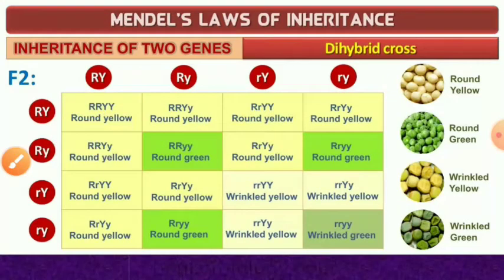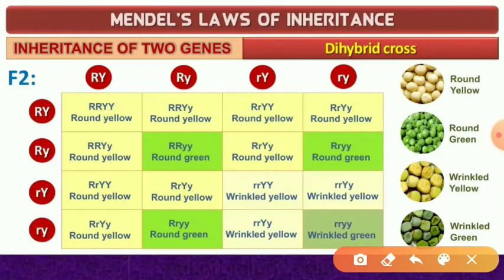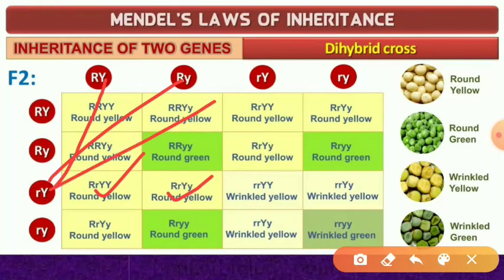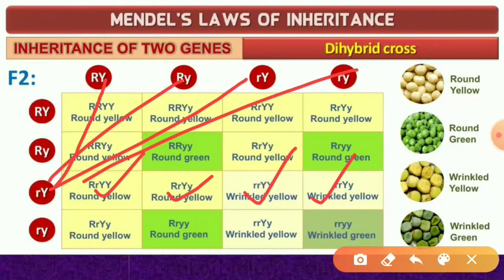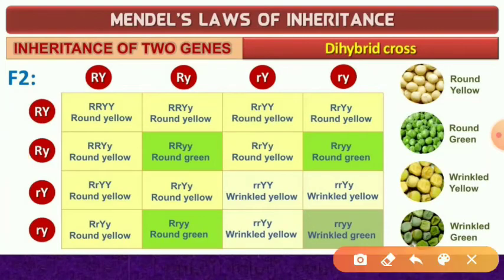Okay, third row. Capital R, small r, capital Y, round yellow. Then capital R, capital Y, round yellow. Small r, capital Y, wrinkled yellow. Small r, capital Y, wrinkled yellow. The next, capital R, small r, capital Y, round yellow.